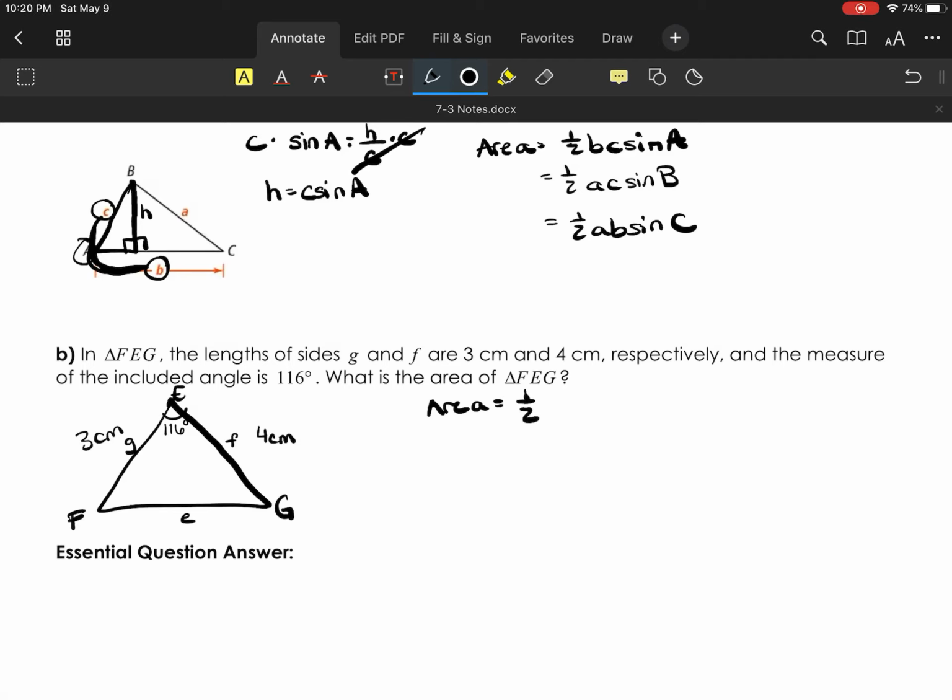So what is the area? I'm just going to use this formula. So I have area equals half of the two sides, so 3 and 4. You don't even really have to think about what letters is which. And then you do the sine of the included angle, which is 116 degrees. You're going to type that into your calculator. So if I do, you might just do 0.5. So 0.5 times 3 times 4 times sine 116. And you get about 5.39 centimeters. And there's your area.